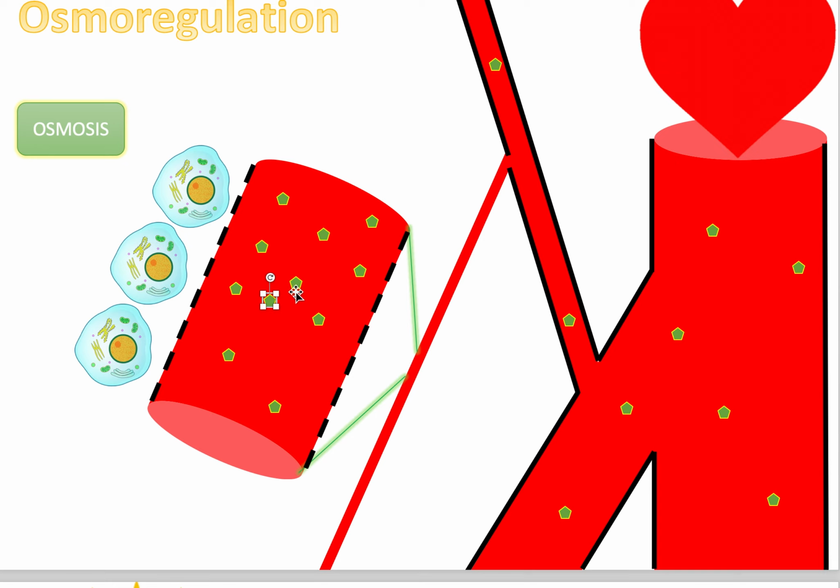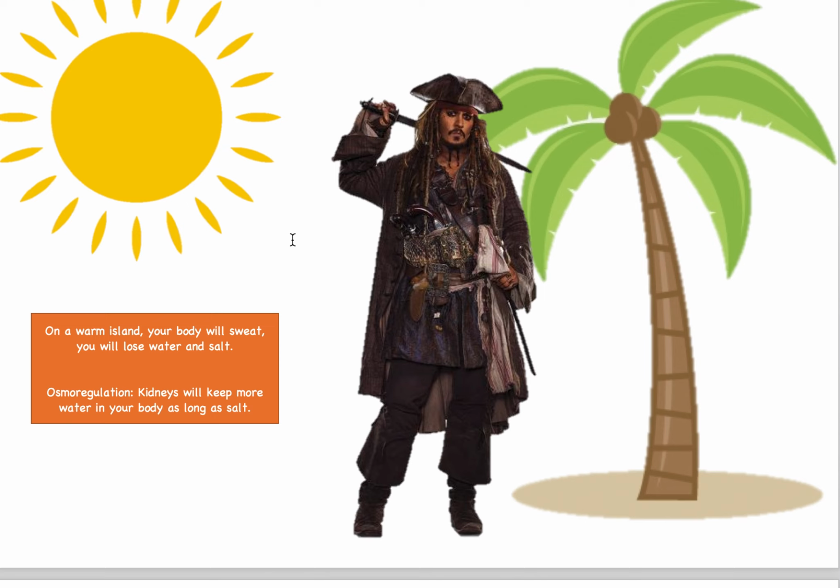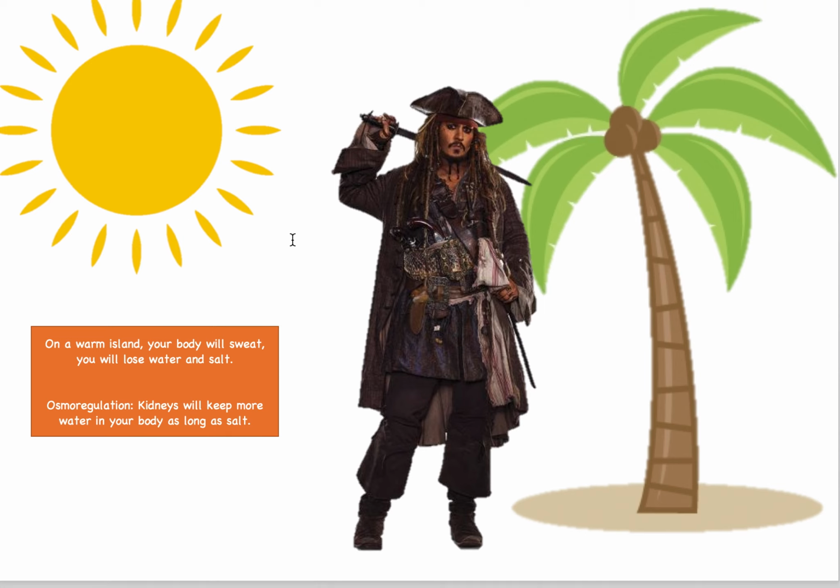Now let's take a real life example of osmoregulation. How does your body maintain a constant level? I just mentioned it's important to maintain a constant level of ions in water, but how does your body do it? It can't just be magic, there has to be a way. So let's use this example. Here we have Captain Jack Sparrow. He's on an island, his favorite place.